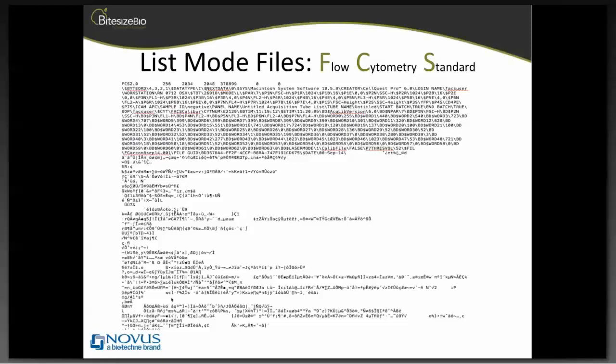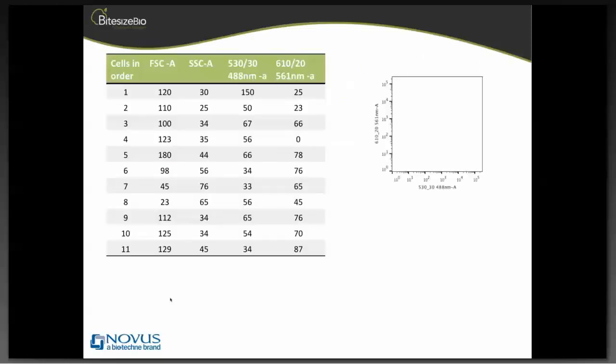Flow cytometry files are saved as a .fcs file. What this list mode file does is it takes information about each cell one at a time and puts in there the information about where it is on the scale. So this is an example where we would have cells and it will tell us where it is on the scale: the forward scatter, the side scatter, and then two different sets of emission. And what happens is we can plot the position of those cells onto a dot plot.